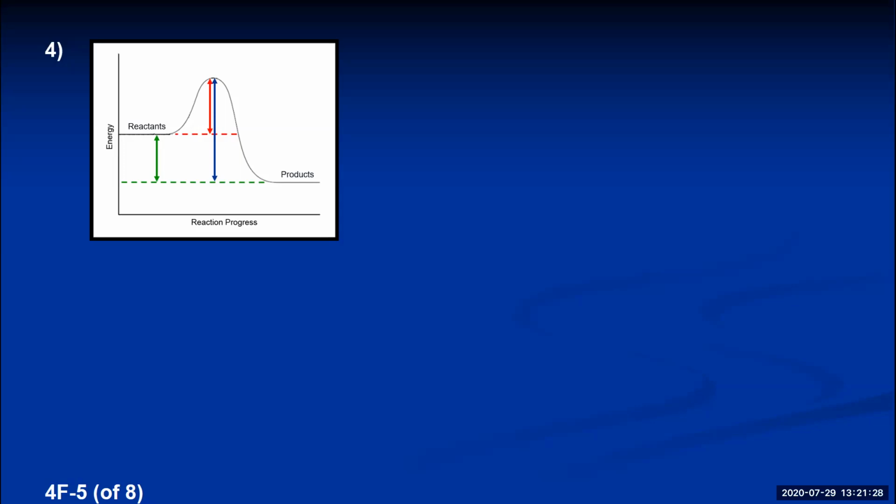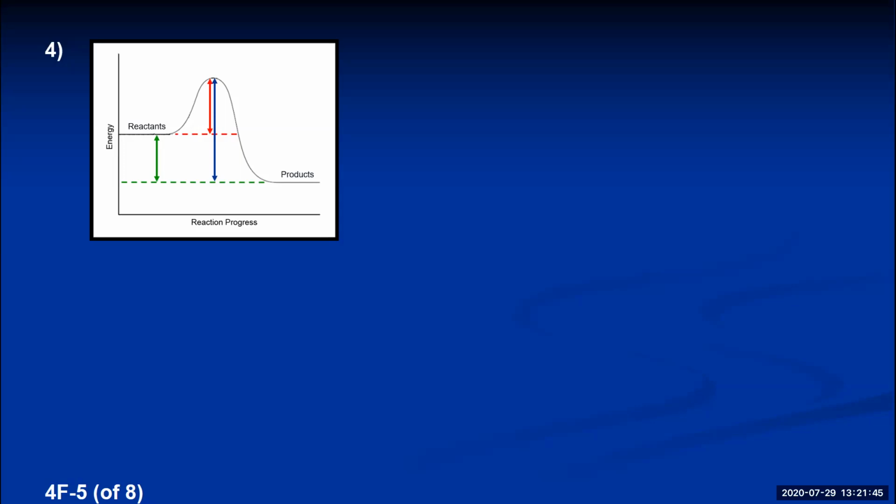The blue arrow represents the activation energy for the reverse reaction if you just read the reaction profile from right to left. The difference between the energy state of the reactants and products is the enthalpy change of the reaction. That's delta H, and that's what they're asking to figure out. How can we get that green arrow?